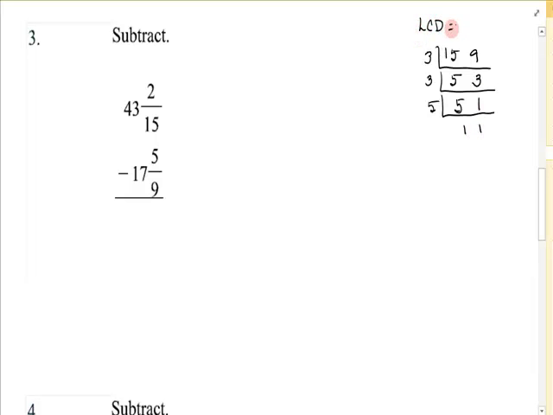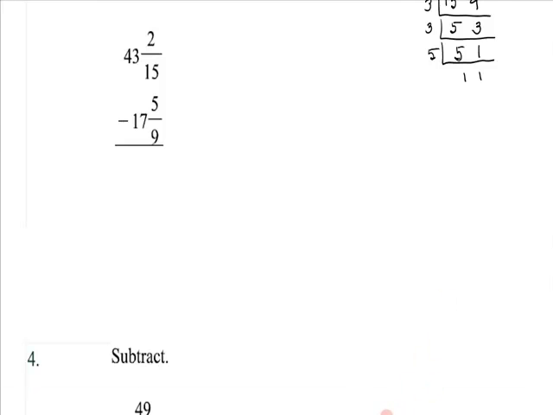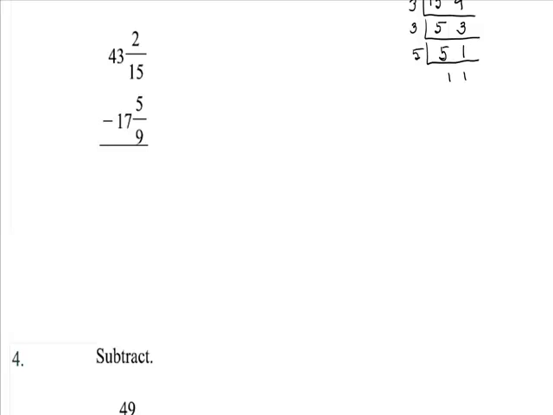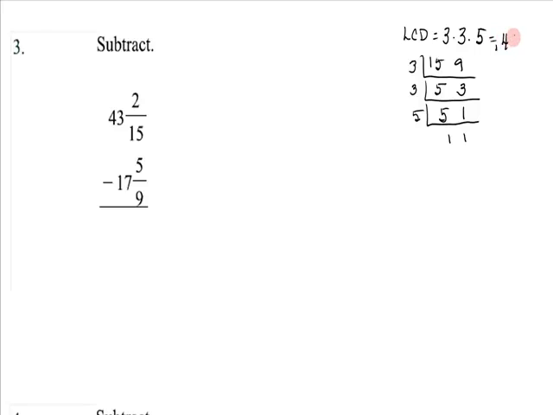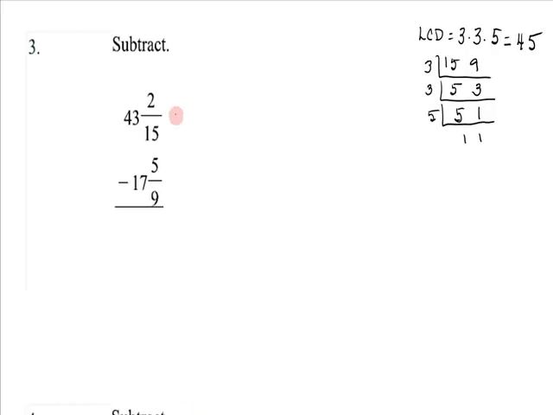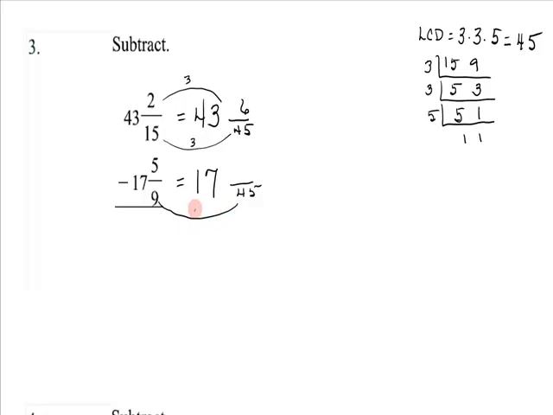The LCD is 3 times 3 times 5, which is 45. Okay, so I have my common denominator, and now I will go back over to my problem. I've got 43 and some 45ths, and I have 17 and some 45ths. 15 goes into 45 3 times, and 3 times 2 is 6. 9 goes into 45 5 times, and 5 times 5 is 25.